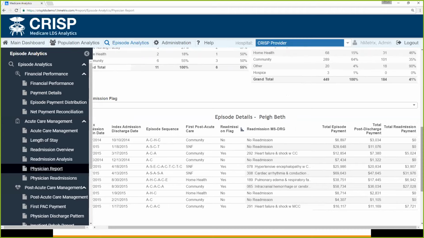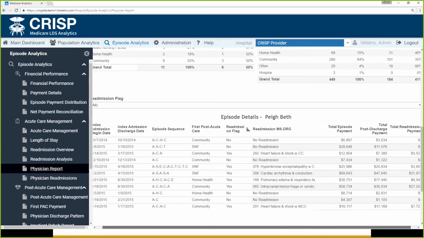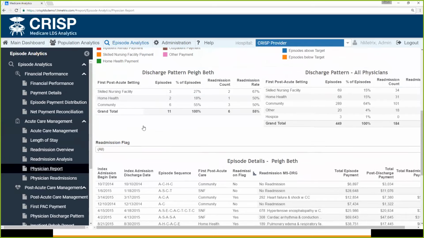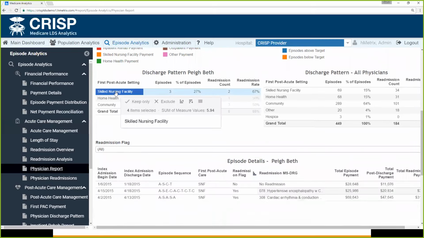But again, this physician doesn't have a large number of episodes. This isn't too hard to look at, but surely you can imagine a physician has more episodes than this. So again, we allow interactivity within the tool to filter the different tables. I was interested in skilled nursing facilities, so I can just click on this and it'll filter that list of episodes down to just the episodes where this physician discharged to a skilled nursing facility, just these three episodes.